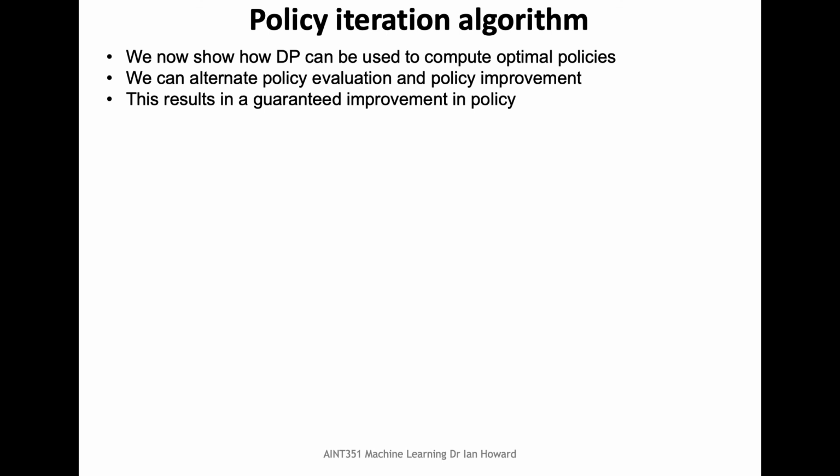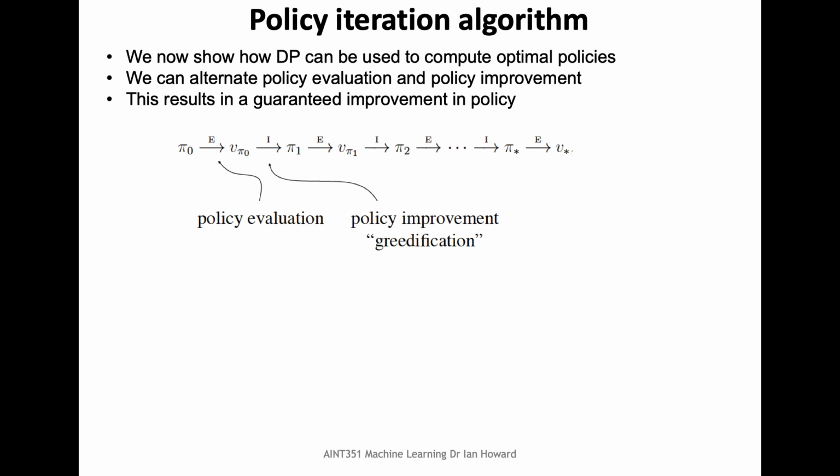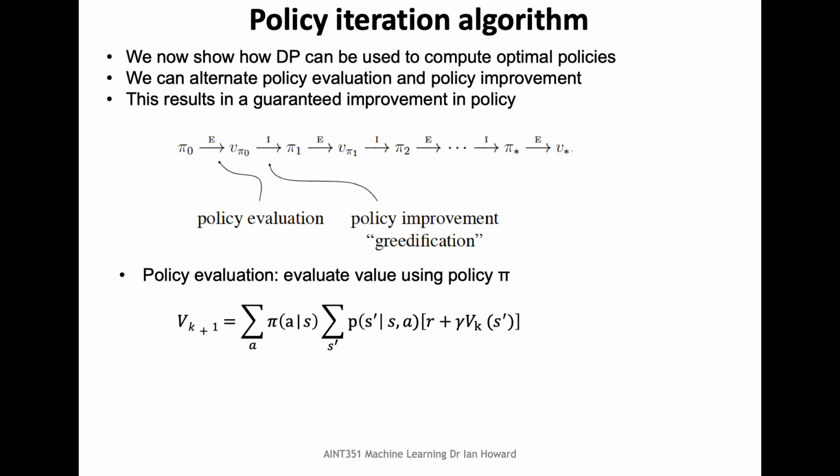So we've now shown that you can use dynamic programming to compute optimal policies. What we can actually do now is alternate between policy evaluation and policy improvement, right? First we evaluate the policy in order to get our value function, and then we improve the policy in order to get a better policy. So we can use this iteratively to first estimate the value function, and then improve the policy, doing one thing after another.